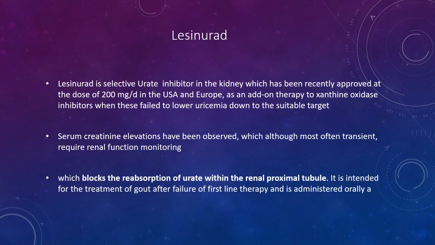There is another uricosuric called lesinurad. This is similar to probenecid. The problem with that is that elevations of kidney function tests have been observed, and we have to keep our eye on that.